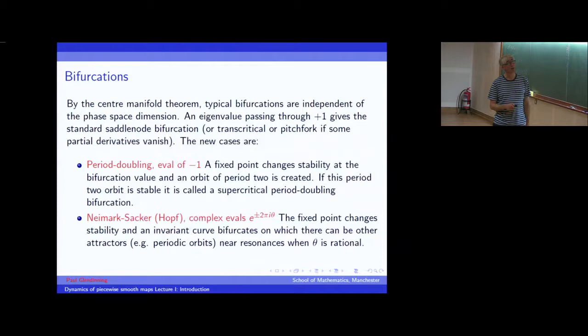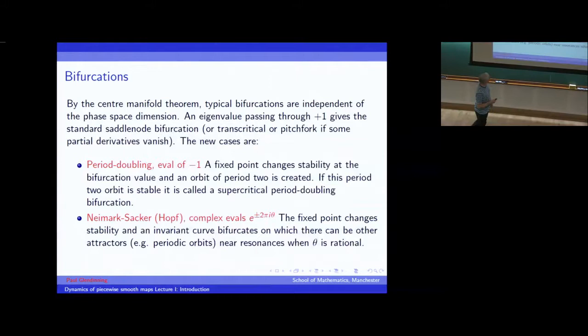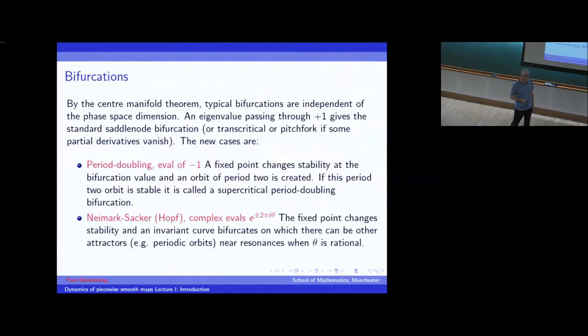Okay, so an eigenvalue of minus one gives you period two, and if you have this, then it's actually quite complicated for maps, but roughly speaking, you get invariant curves. If theta is rational, then you can have periodic orbits, and it's all a bit more complicated. But basically, that's the smooth case, and that's a very good place to have a five-minute rest. So we're going to start again at 5:02 for 35 more minutes.